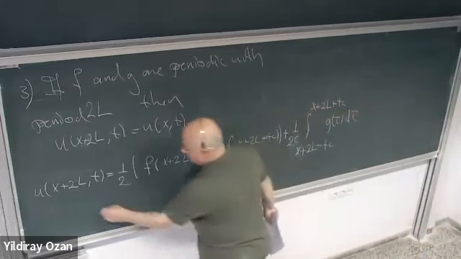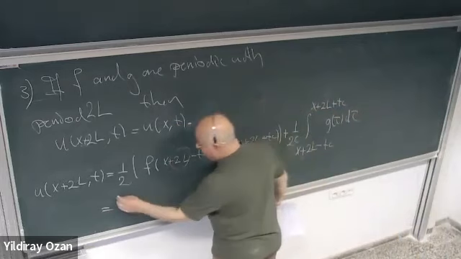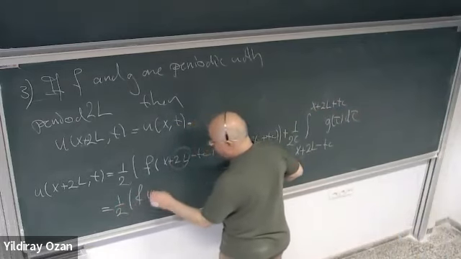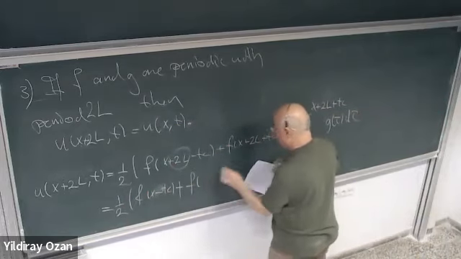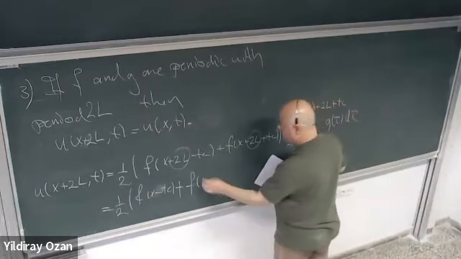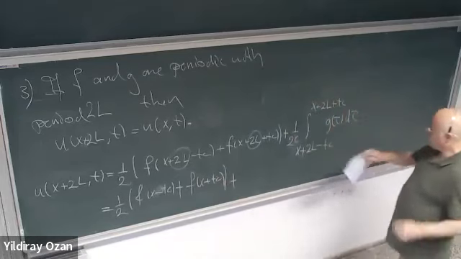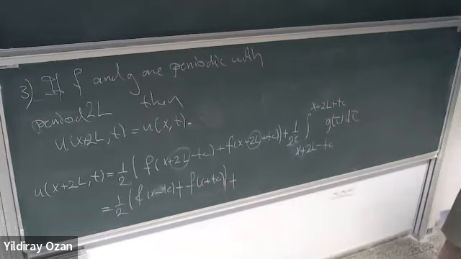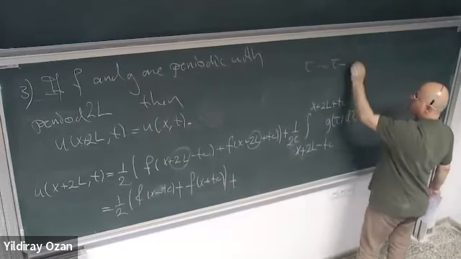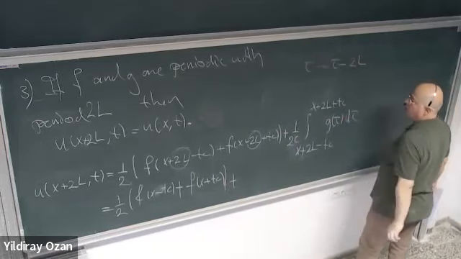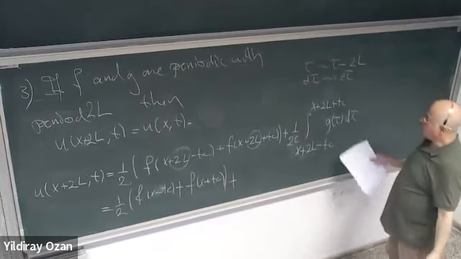Here, you know, increasing this number by 2L doesn't change the value of f, so this is just f of x minus tc, and then this is f of x plus tc, I increase by 2L. Plus, what about this? Well, let's replace tau by tau minus 2L, then d tau of course will be just d tau.